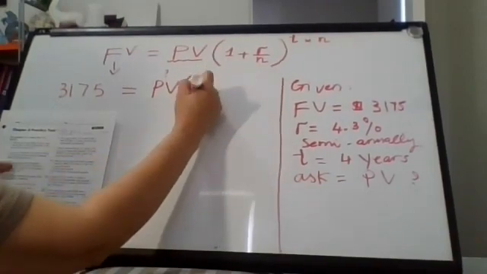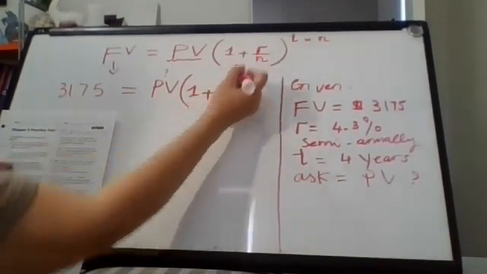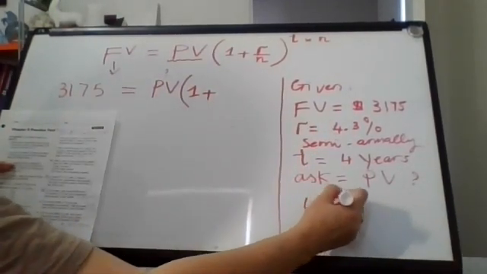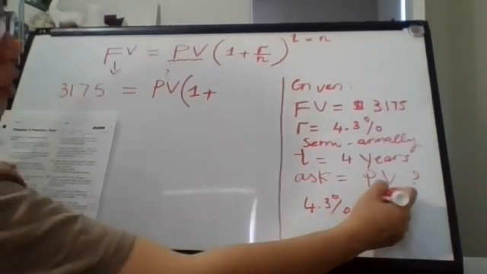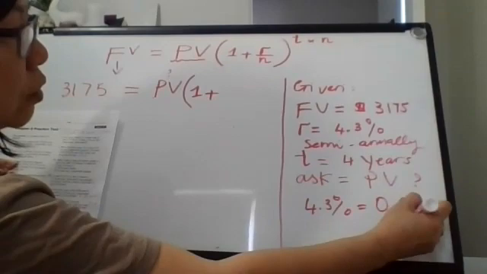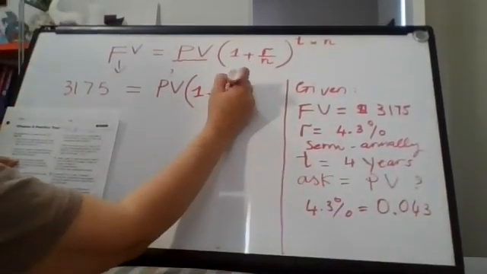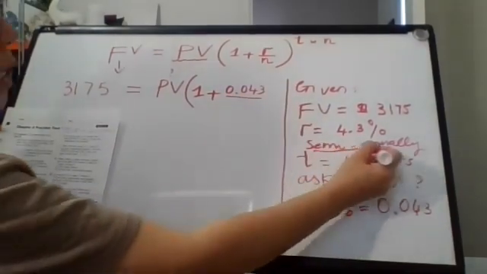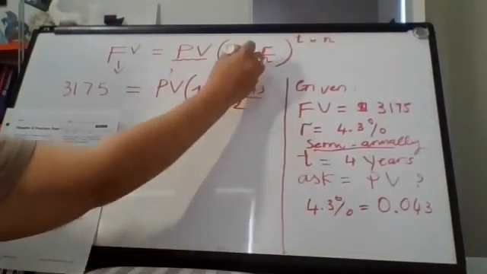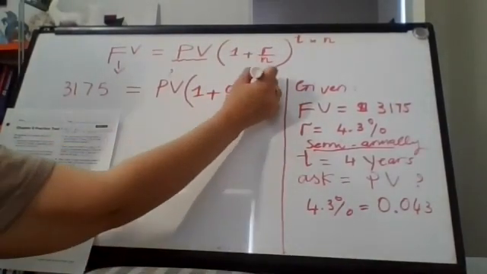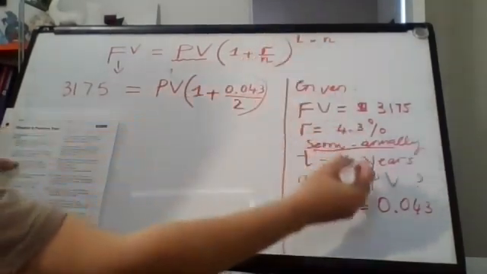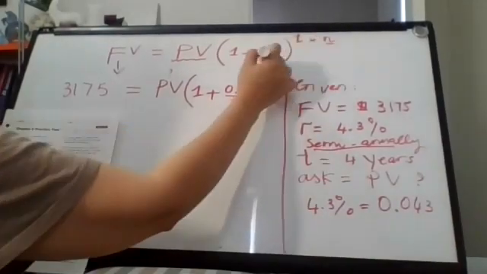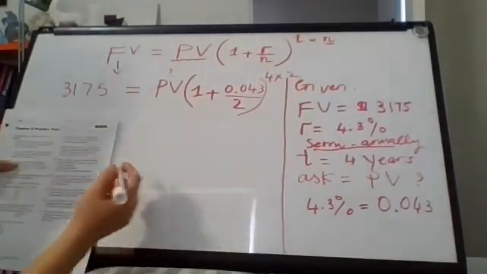Now follow the formula: 1 is just 1, adding the rate. You can substitute the rate now. I want to change the rate: 4.3%, you have to divide by 100, which is equal to 0.043. So now I'm going to put 0.043 divided. Semi-annually, we divide by 2, so the n here we substitute by 2, two periods a year. The time here is 4 years, so 4. But you have to multiply it with the n here, which in this case is 2.